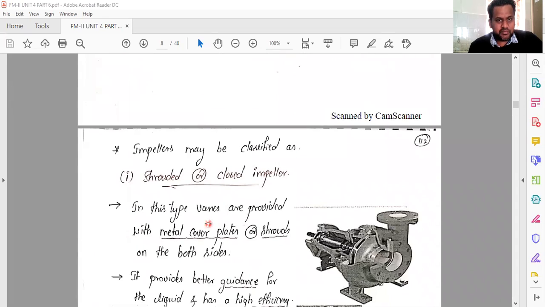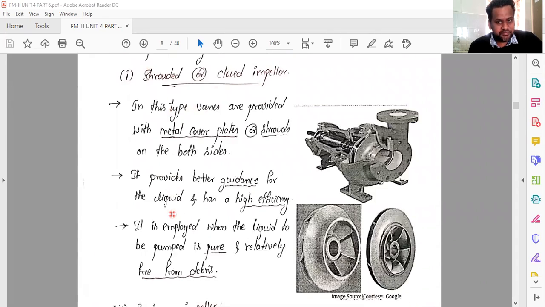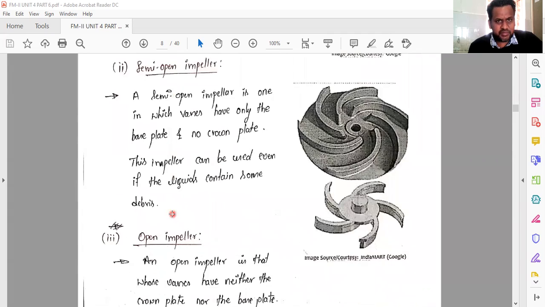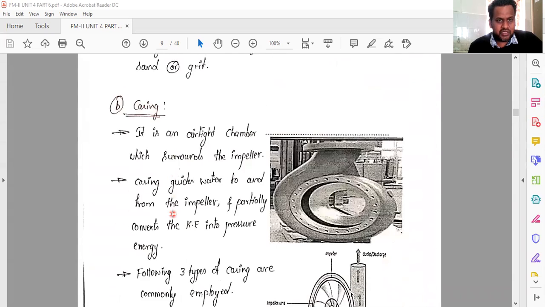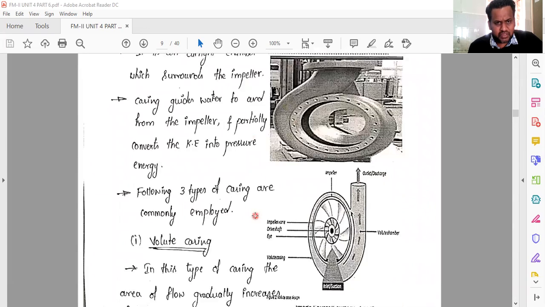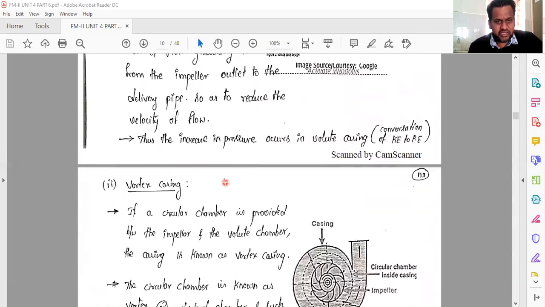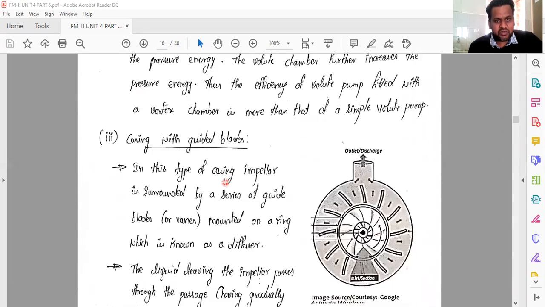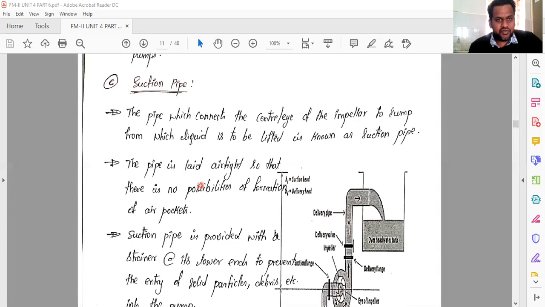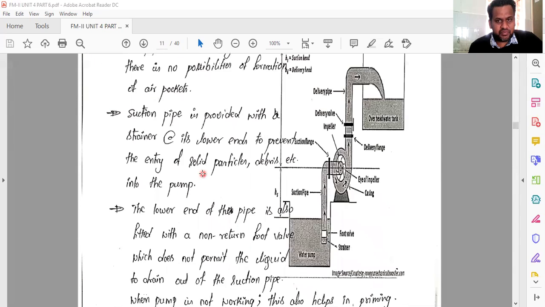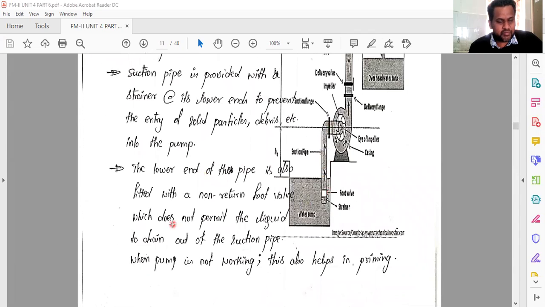Okay, we discussed the impeller. There are different types of impellers: shrouded impeller is there, and the second one is the semi-open impeller. Casing: volute casing is there, vortex casing is there, and also casing with guide blades. All these things we discussed. Then we came to the third point, that is the suction pipe. We talked about that.